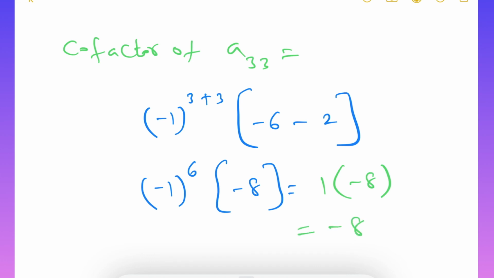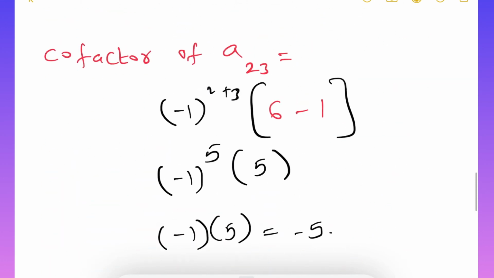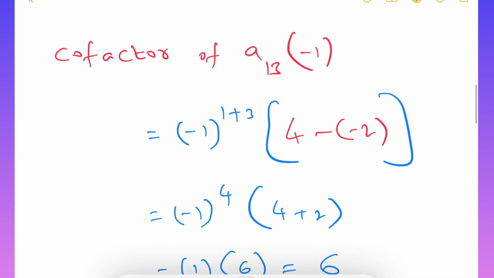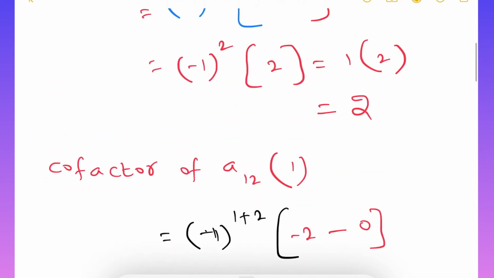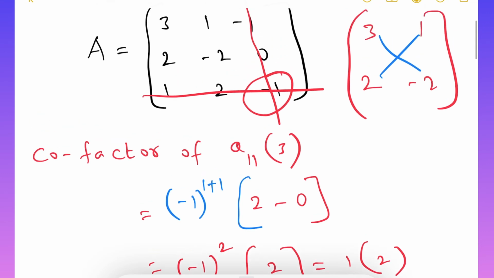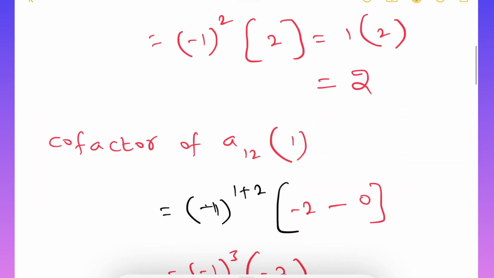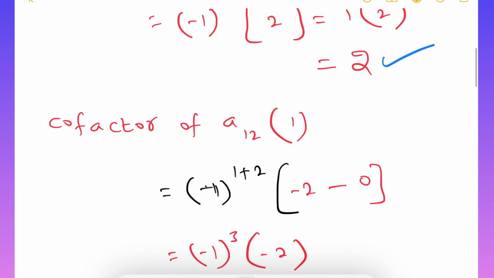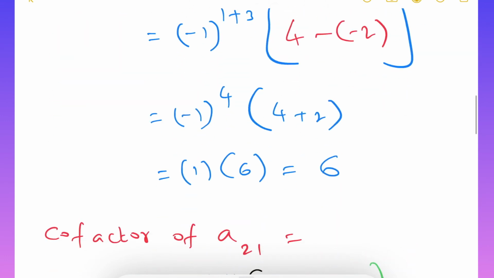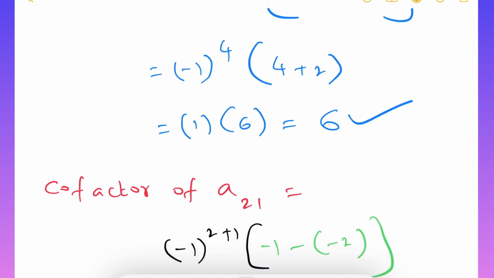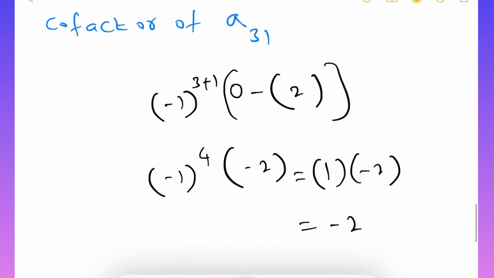So now we got all the cofactors of individual elements. Now let us write all the cofactors in that same order again. First row, first element, then first row, second element, then first row, third element. Okay, now the first row, if we observe clearly, is 2, 2, 6.